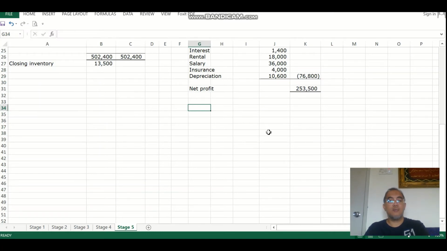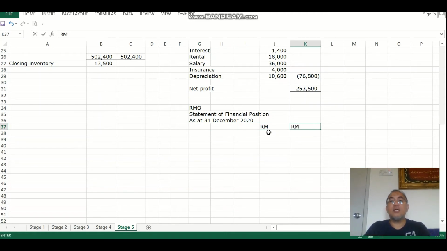Okay, so I start here. Statement of financial position, oh no, remember the label. Who is the owner? RMO, restricted movement order. Statement of financial position as at 31st December 2020. Okay, so put here RM and RM as well.